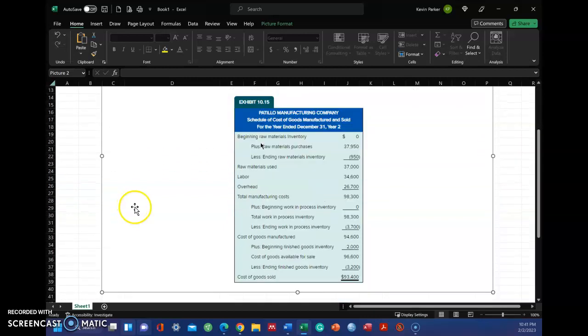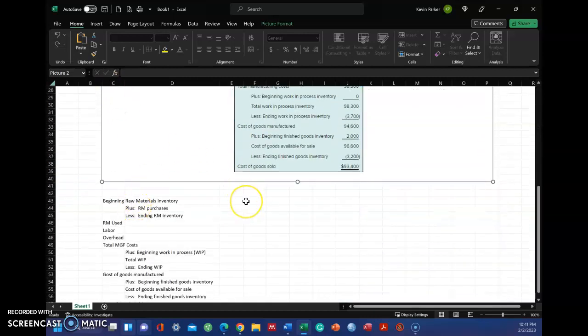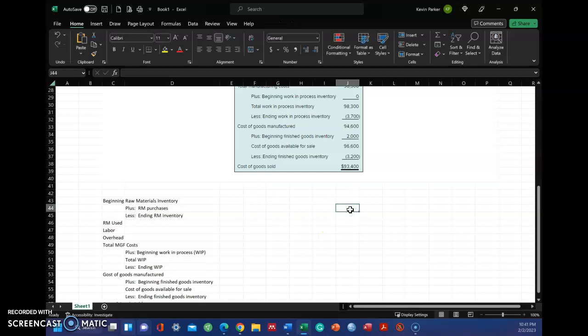So we've talked about how there's three product costs, and I was fixing to highlight. Let's do that first. There's three product costs: direct materials, direct labor, and overhead. And then there's three inventory accounts: raw materials inventory, work in process inventory, and finished goods inventory.